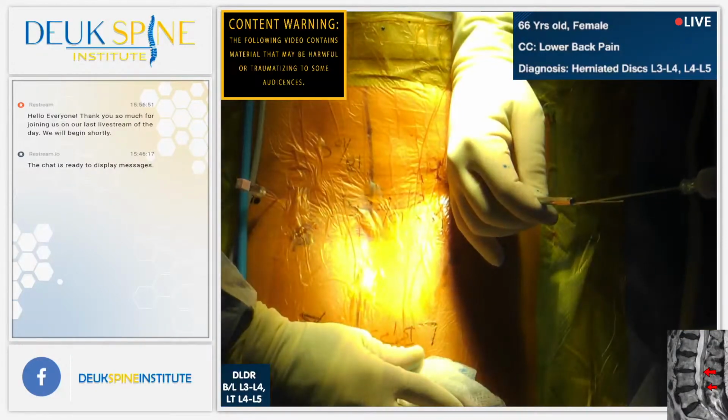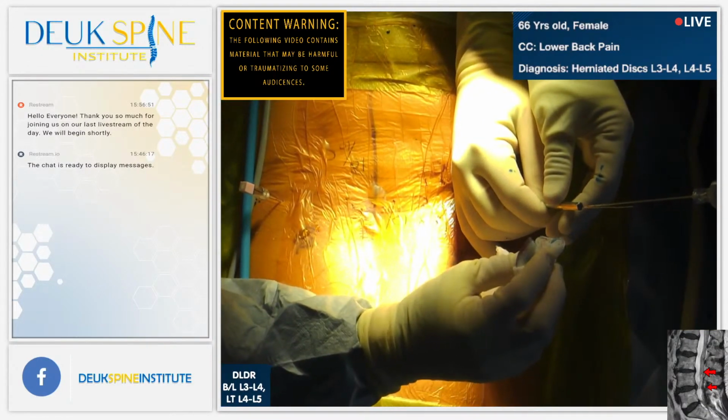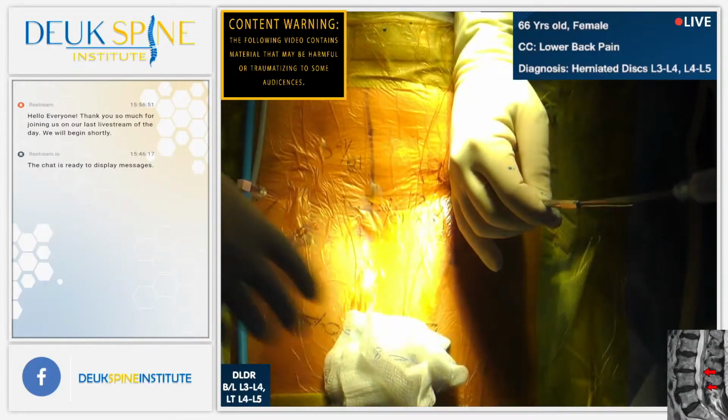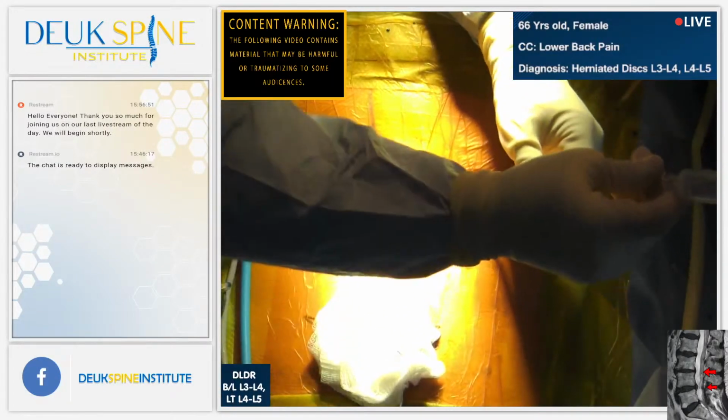I cannot see this. Can you see the hole? Can you turn the light a little bit? Can we turn off that light? Here. I see it.